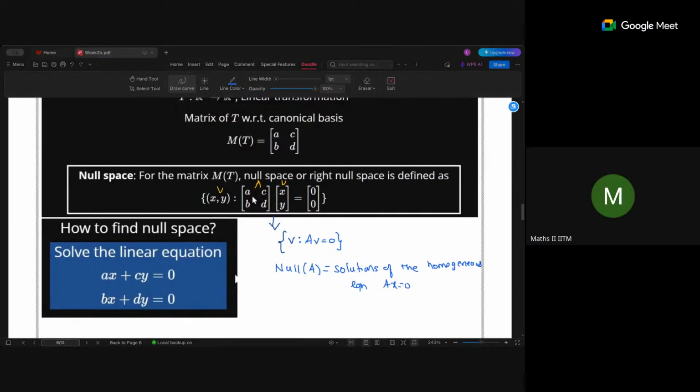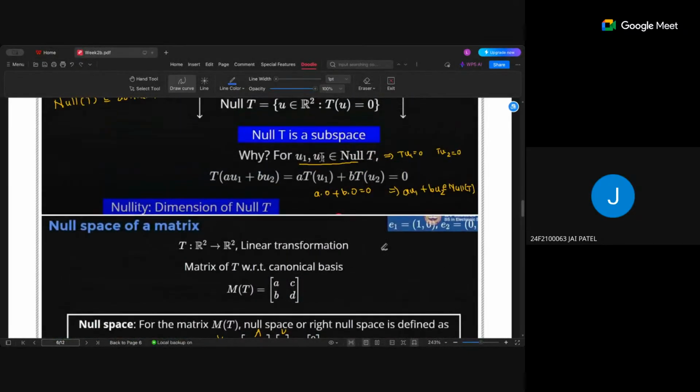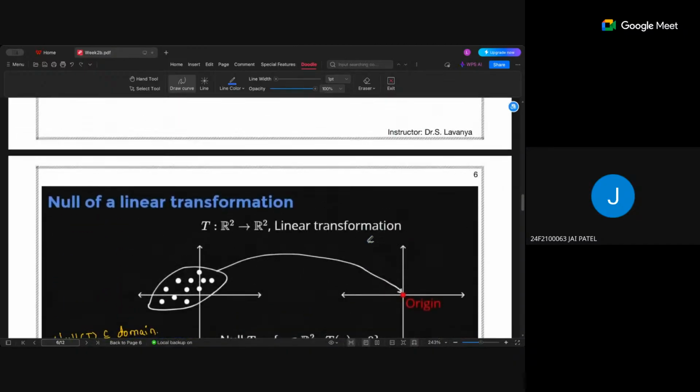Someone raise your hand, please ask your question. Ma'am, you are saying the dimension of range is rank, right? Can we say it is also the dimension of a vector, whether it is in 1D, 2D, or 3D, or 0?